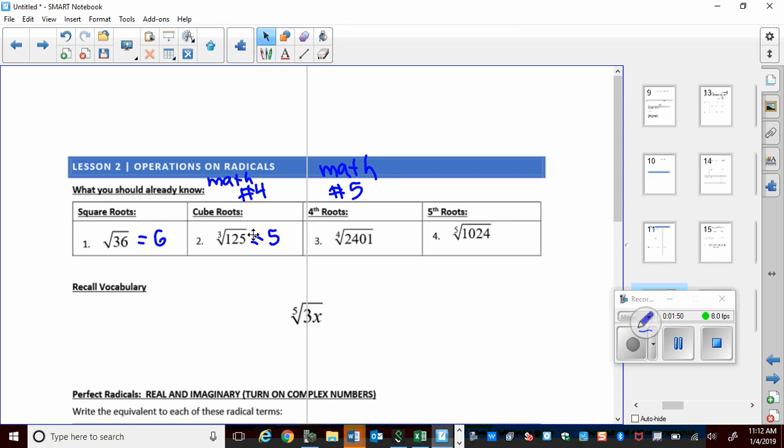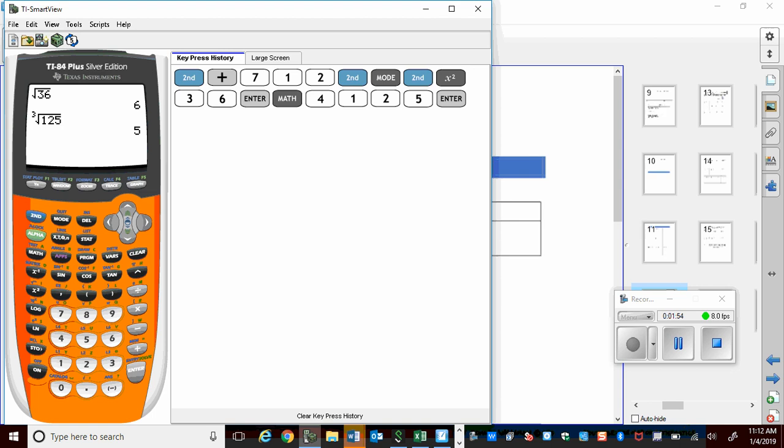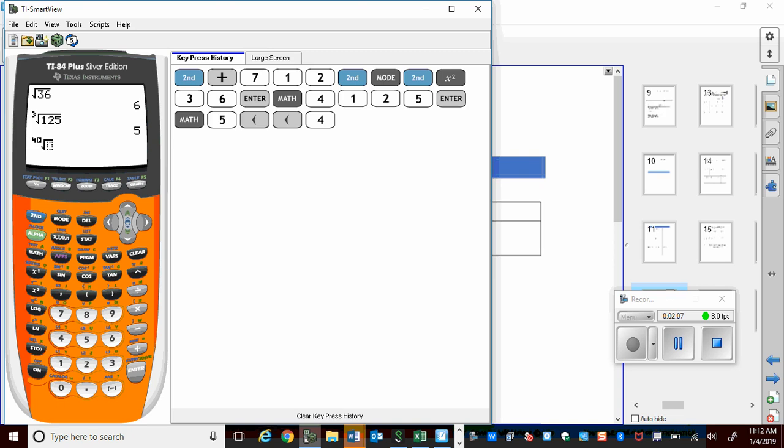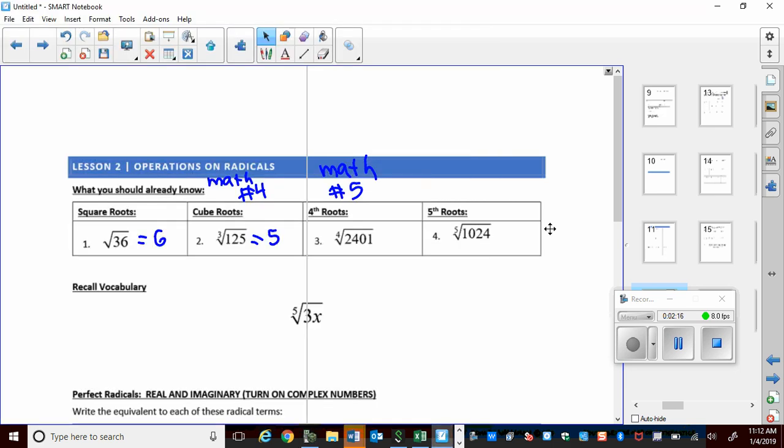Number 5. And I'm going to have to put the little index inside of that radical. So math number 5, where that x is. So where I have answer, I'm going to put a fourth root radical. And the number that I have there is 2401. Under the radical, press 2401, enter, and I get 7. This equals 7. For the fifth root, same thing.